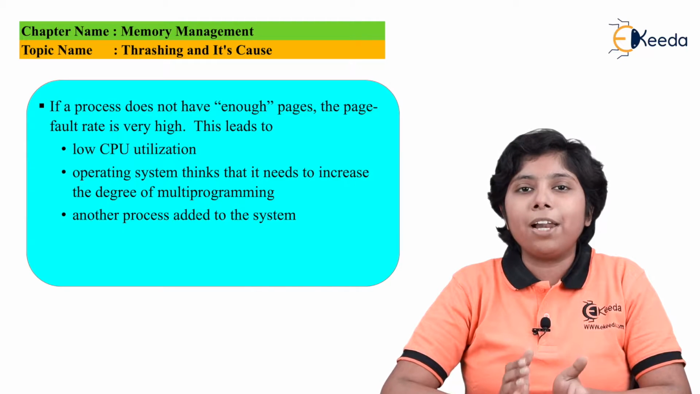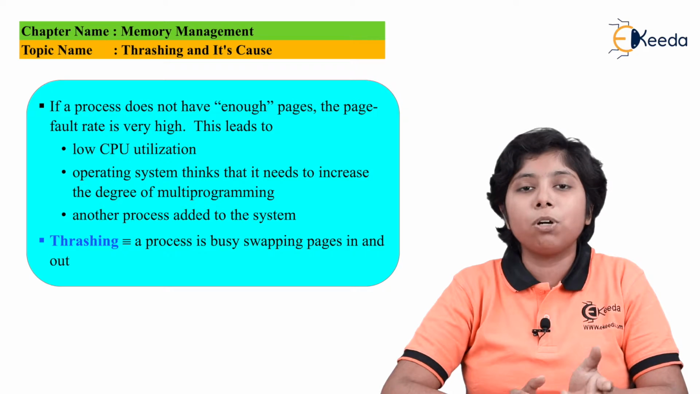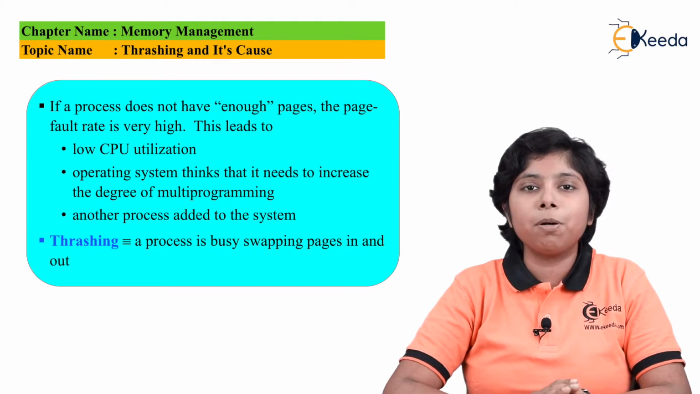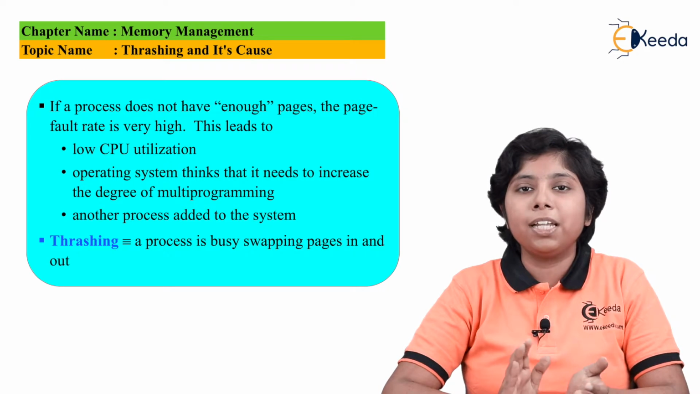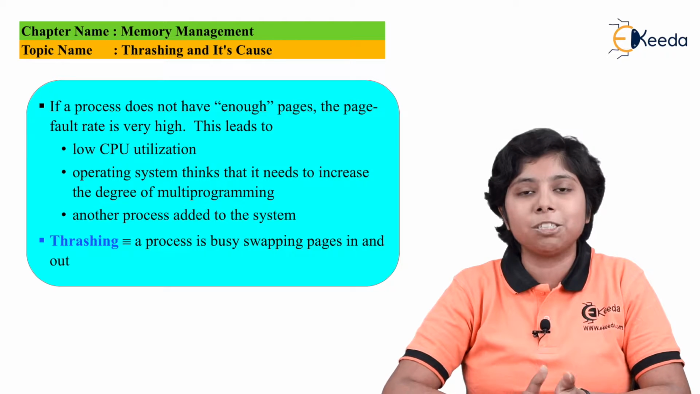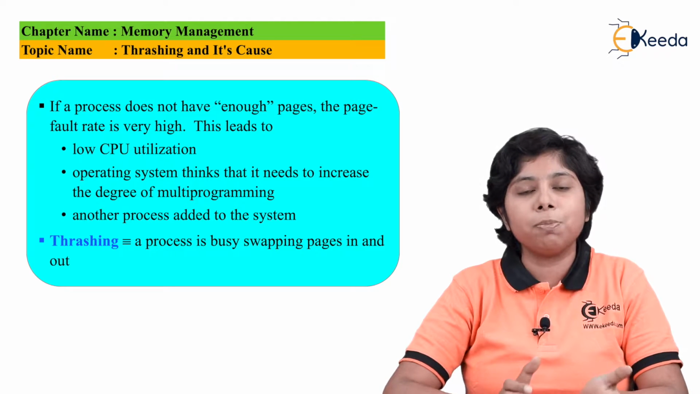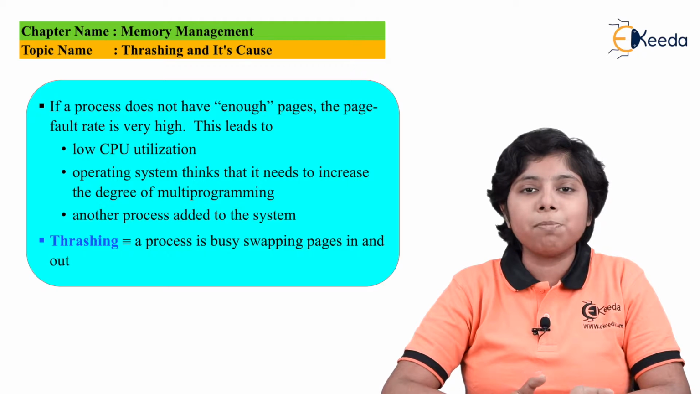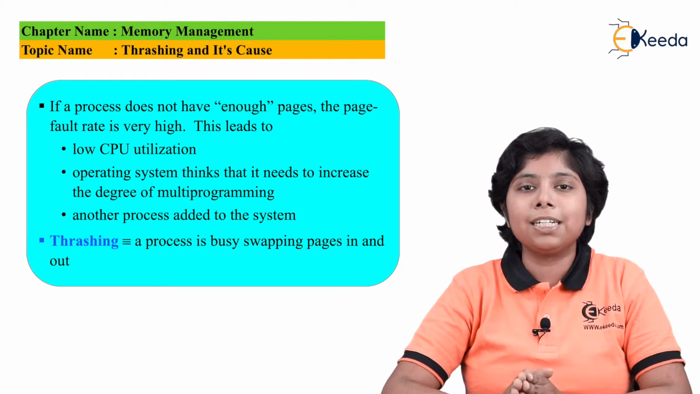If the number of frames allocated to a lower priority process falls below the minimum number of frames required by the architecture, then the execution of the process should be suspended. The frames allocated to it should be freed after its pages are swapped out of memory. When frames are allocated and then swapped in and swapped out again, it is done by the paging devices.